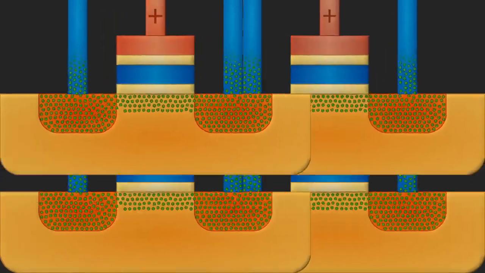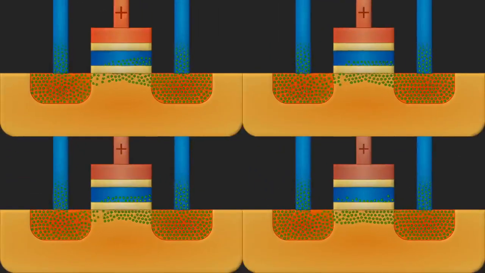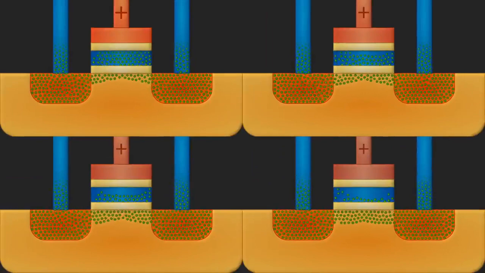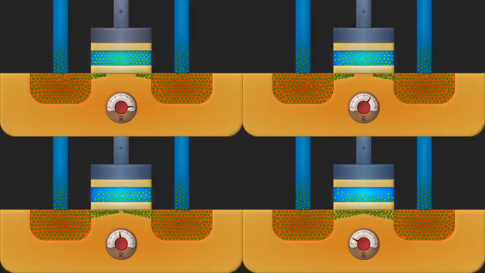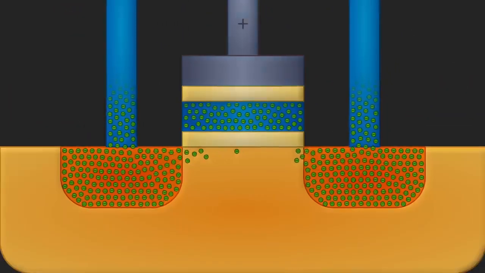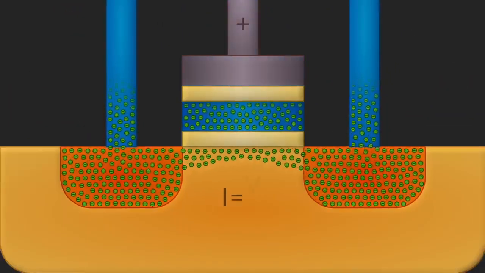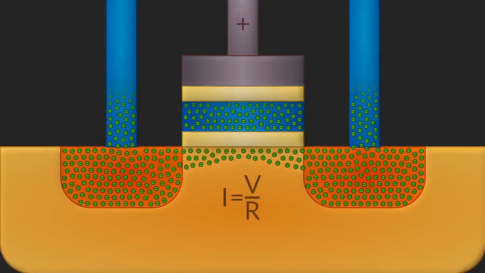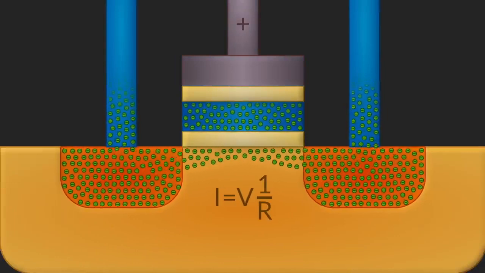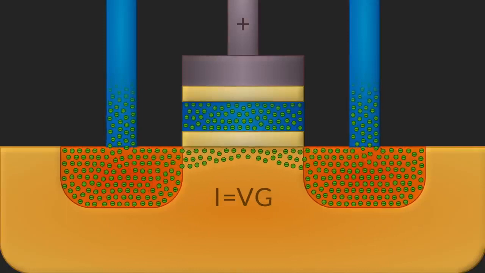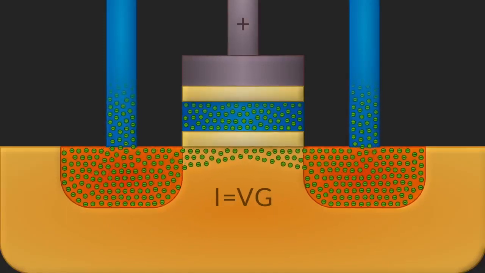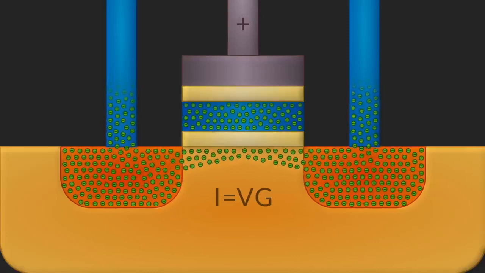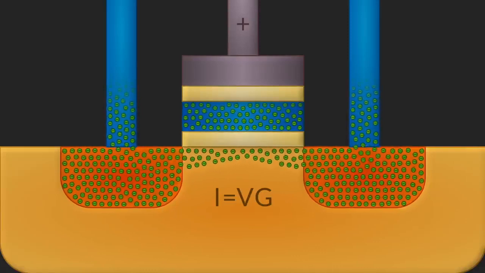They do this by putting a specific number of electrons on each floating gate, instead of all or nothing. The greater the number of electrons, the higher the resistance of the channel. When you later apply a small voltage, the current that flows is equal to V over R. But you can also think of this as voltage times conductance, where conductance is just the reciprocal of resistance. So a single flash cell can be used to multiply two values together, voltage times conductance.